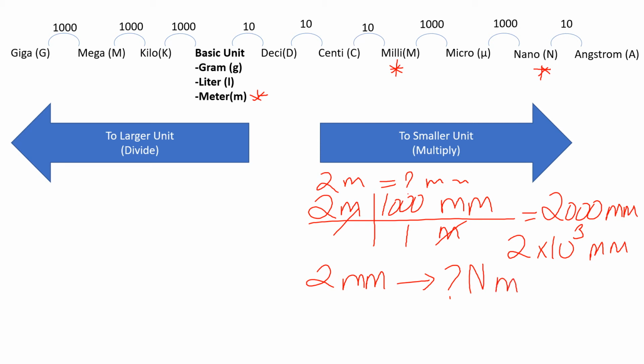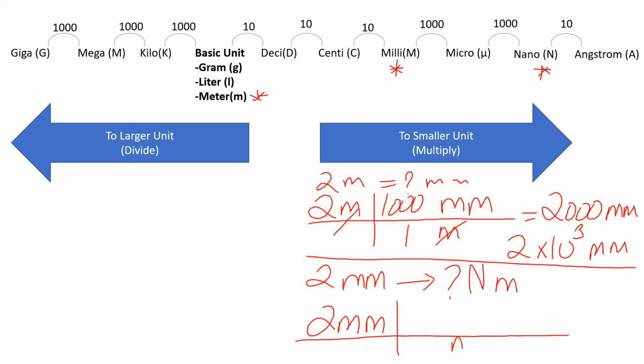Okay, so what I'm going to do, here's my 2 millimeters. I'm going to put my millimeters on the bottom, my nano on the top. Millimeter is obviously larger than nano, so my millimeter gets the 1. I have 2 loops, and each one is worth 1,000.